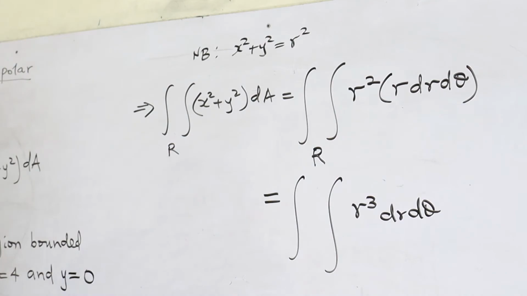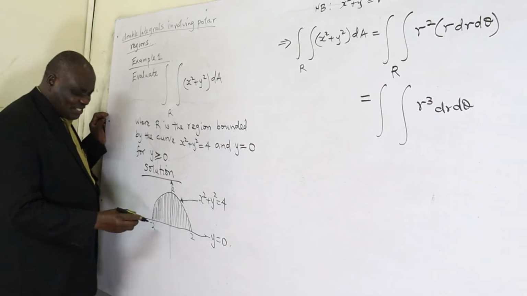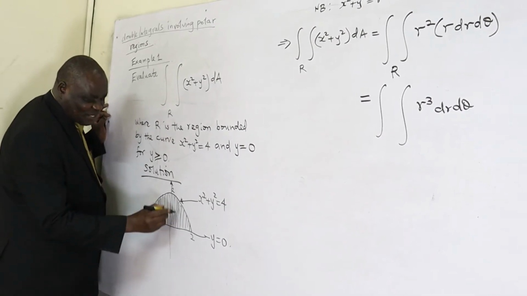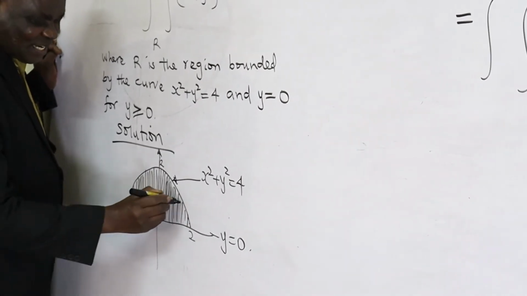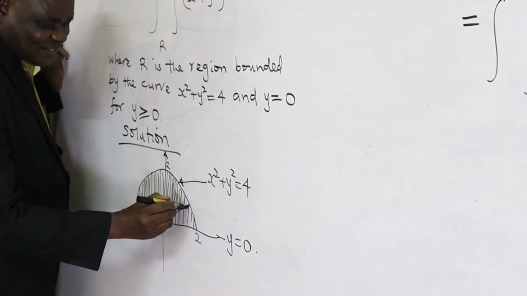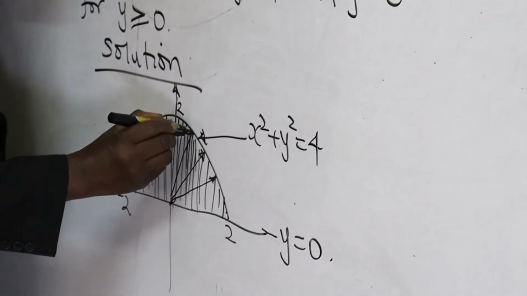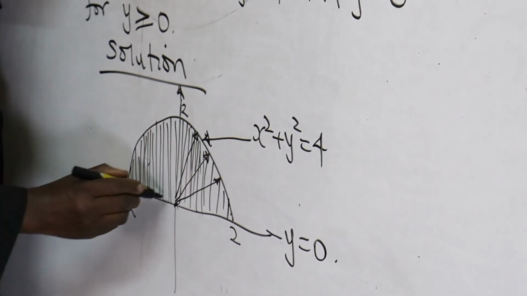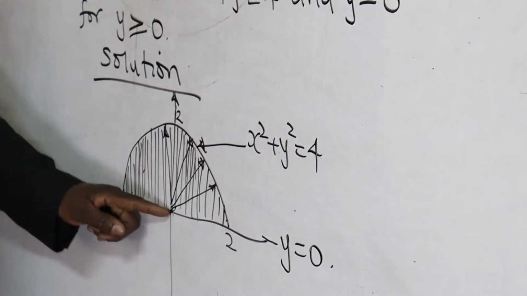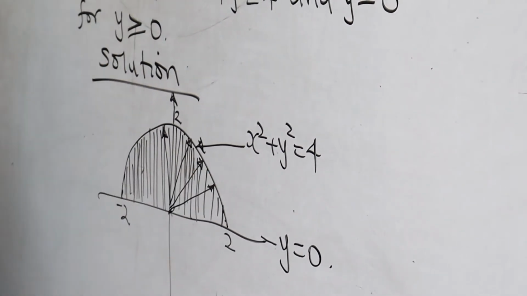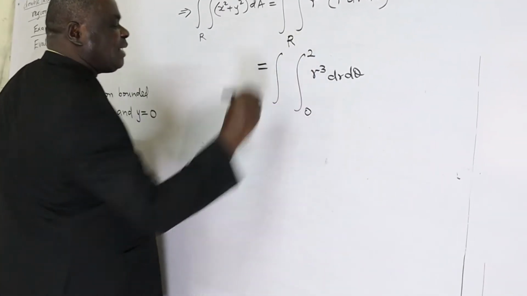Now the limits from this region, the limits for r. r is changing in this particular region. When you start from zero, from the origin, you go to two, at any given point. So it is changing throughout the region, from zero to 2 units. So we have the limits for r: lower limit is zero, upper limit two.